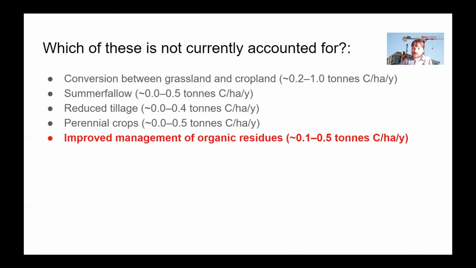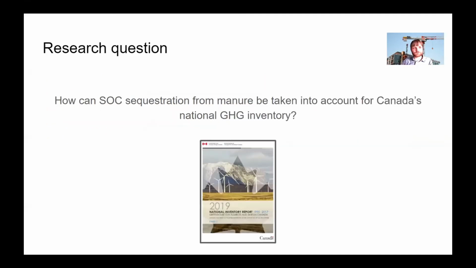The only reason we don't account for this right now is because when the modeling was set up, there was a lack of data with regards to manure amendment. But now that more long-term manure amendment trials are opening up and the data is becoming available, now might be a good time to actually include this into our models. So maybe the obvious research question here is, how can soil carbon sequestration from manure be taken into account for Canada's national greenhouse gas inventory?